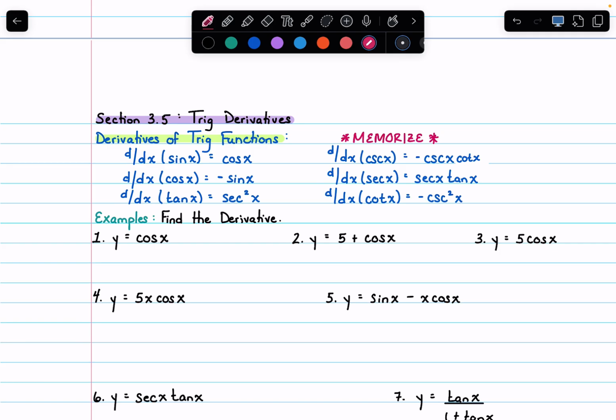Cosecant, this is wrong on your notes. It says cosecant tangent. Is that right on your notes? Scribble that out and write cotangent. I forgot to change it. So the derivative of cosecant should say negative cosecant cotangent. And then secant is secant tangent. Cotangent is negative cosecant squared.